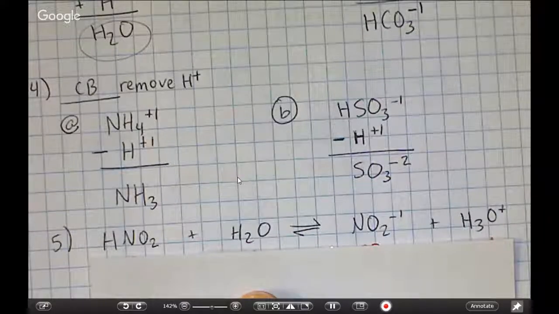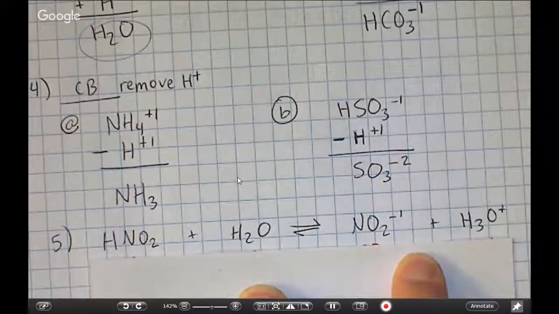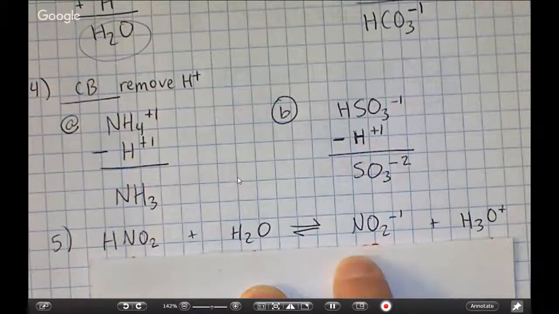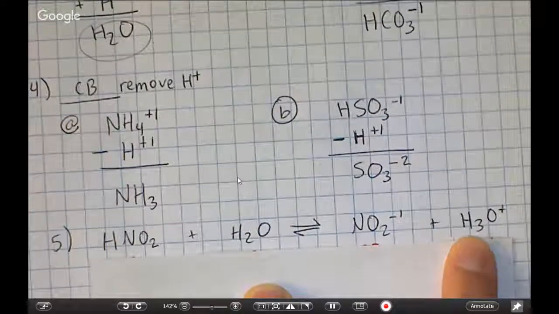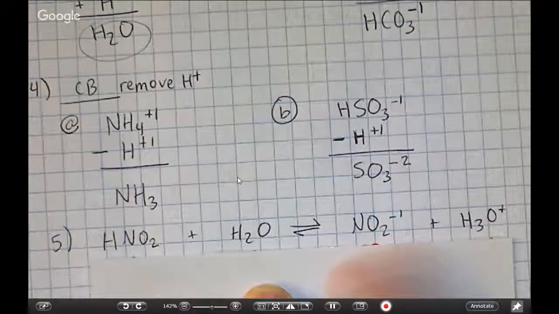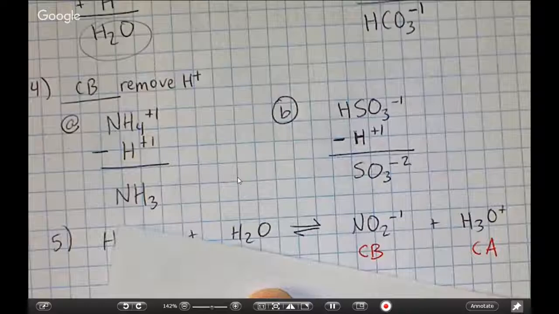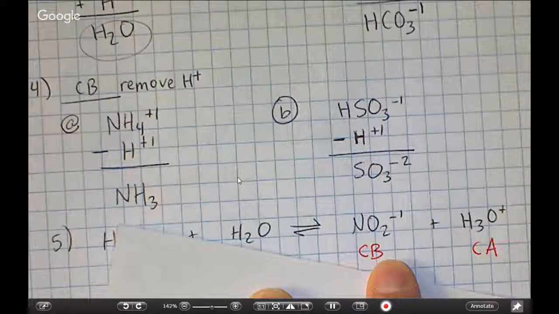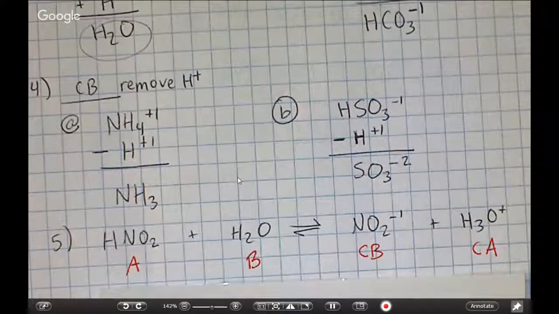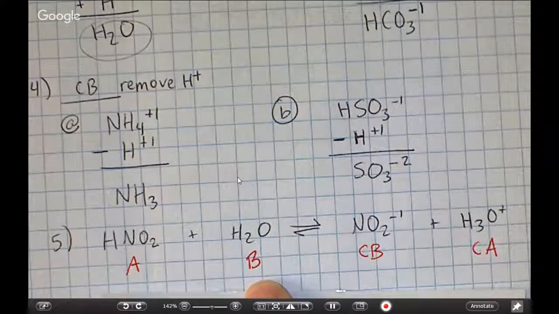If you're not sure which one is the acid or the base on that side, it's okay to look on the product side and identify the conjugates. That's what I would do here. NO2 minus 1 has no H, so that's probably the basic part. And hydronium has the more positive character, plus the H, so that's the acid. So there's our conjugate base and our conjugate acid. By definition, the acid donates a proton and becomes the conjugate base. So HNO2 should be the acid and water is the base.